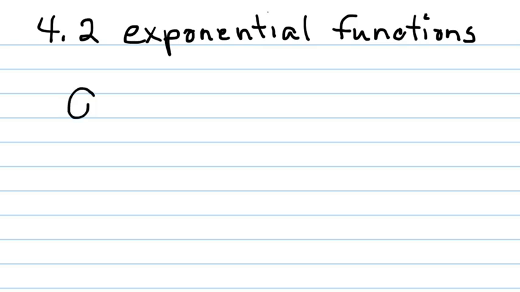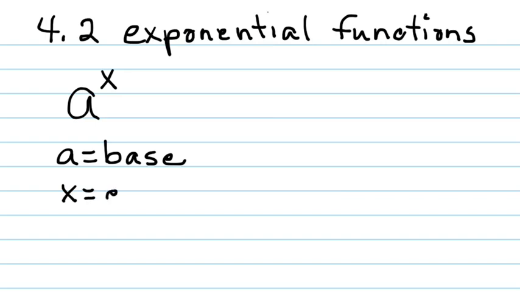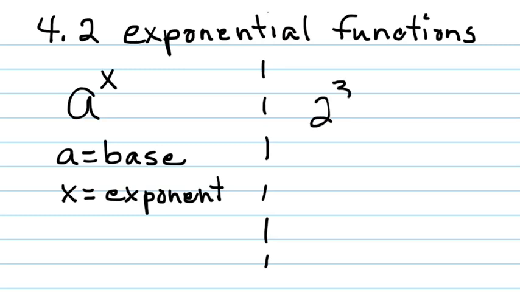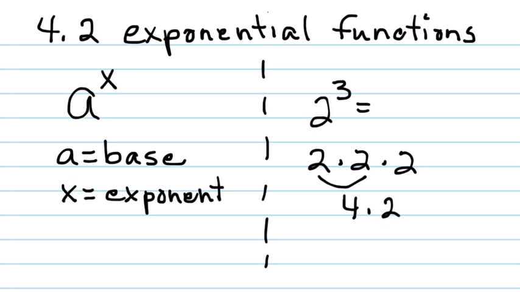exponents. Remember that when you have some a to the x, that a is the base of the exponent, and the x is the exponent itself, right? And it simply means to take a times itself over and over and over again. So for example, if we have 2 to the third power, that literally means 2 times itself 3 times. 2 times 2 is 4, times the third 2 gives you 8, right?